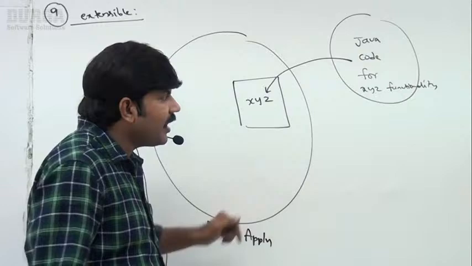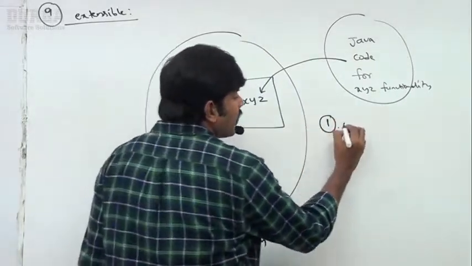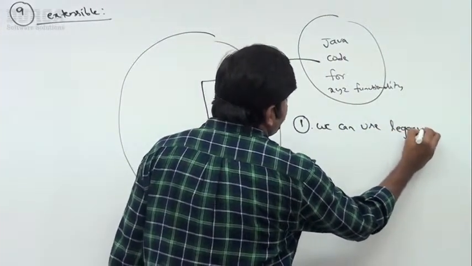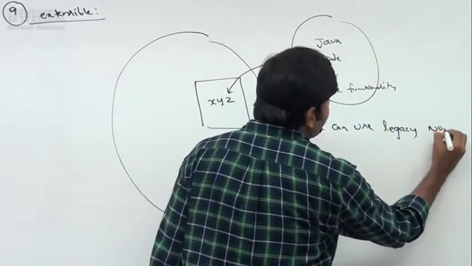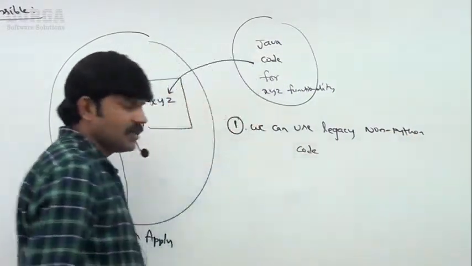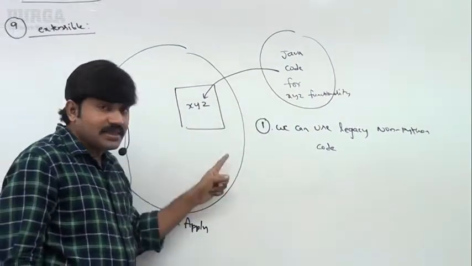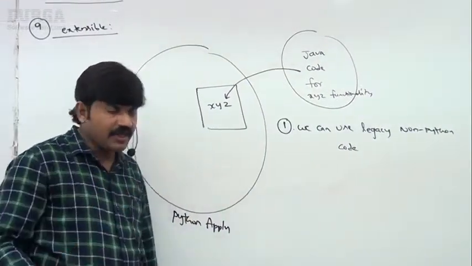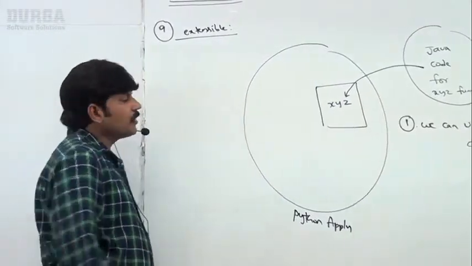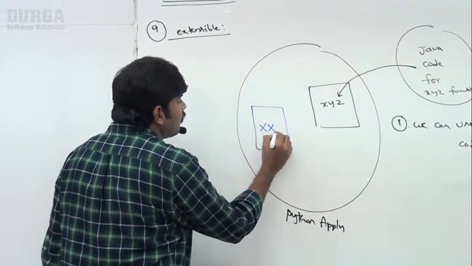What is the advantage of this? The biggest advantage is we can use legacy non-Python code in our Python application. So development time can be reduced, as already existing things can be used. Second area: performance. Assume there is an area where performance is very important.